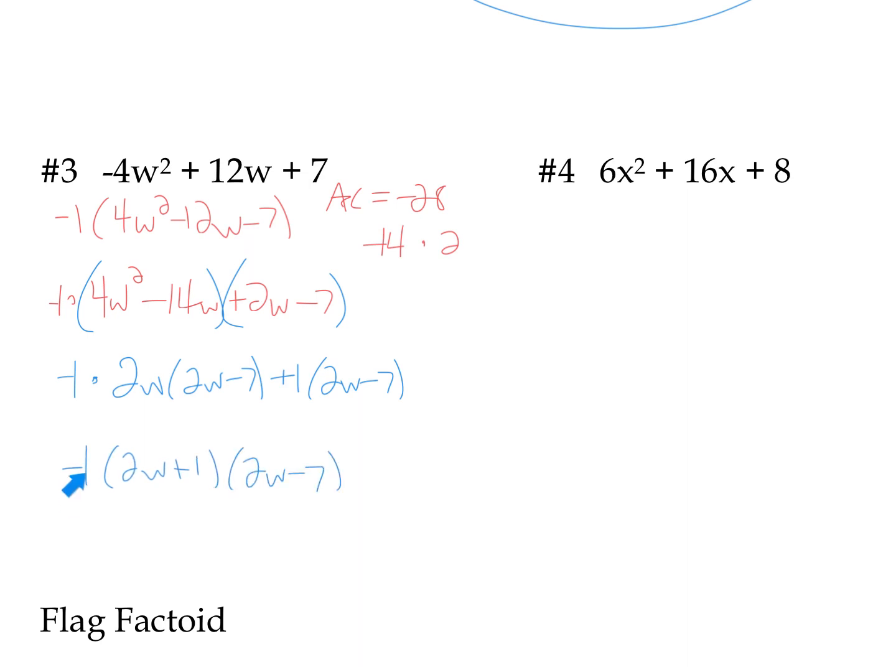Okay, don't forget this negative 1. It's easy to forget that when you factor it out. If you don't write it in every step, it's not a big deal, but you've got to make sure you have it at the end, and it's easy to forget if you don't bring it down in each step.